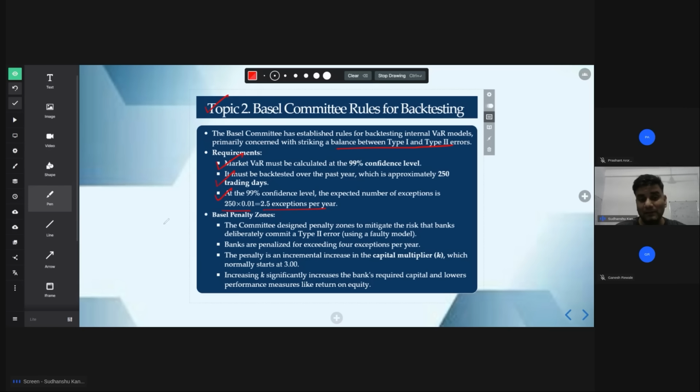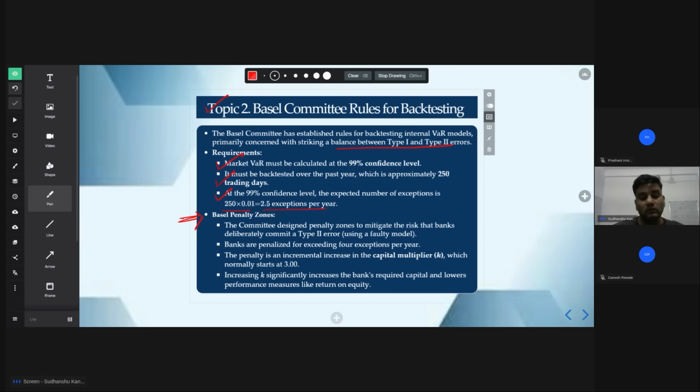And then they made a Basel penalty zone. What is the Basel penalty zone? If the number of exceptions is too high, Basel assumes your model is underestimating your risk and increases your capital requirement as a penalty. This is done using a capital multiplier K. So what is the penalty design here? Each bank's VaR is multiplied by the capital multiplier K. The default multiplier starts at 3. If the bank's backtesting shows too many exceptions, the multiplier increases step by step, meaning you are required to hold more capital.